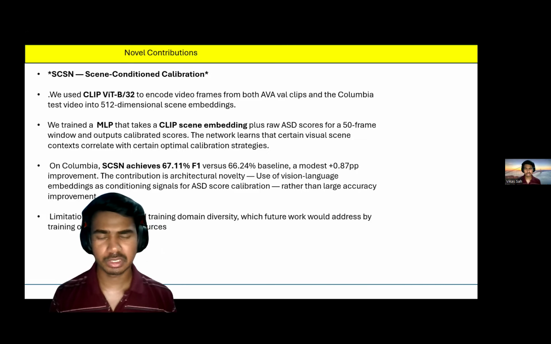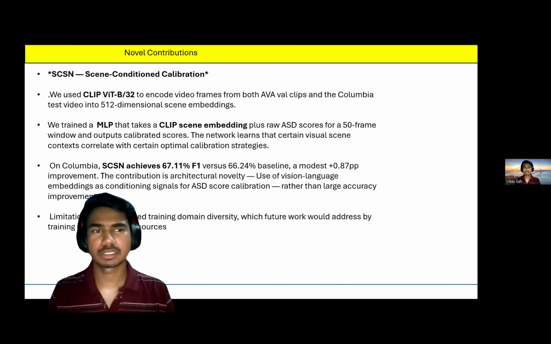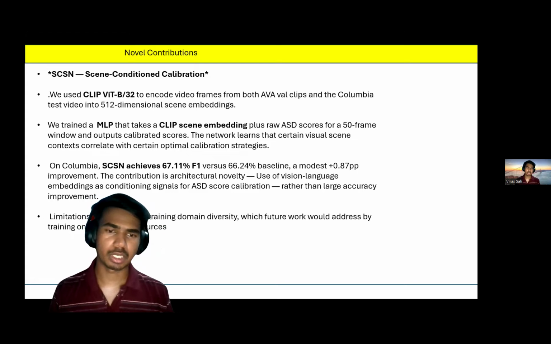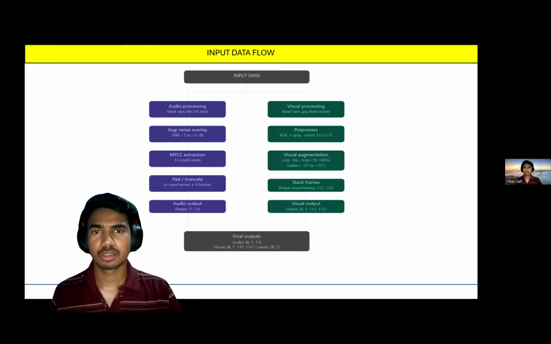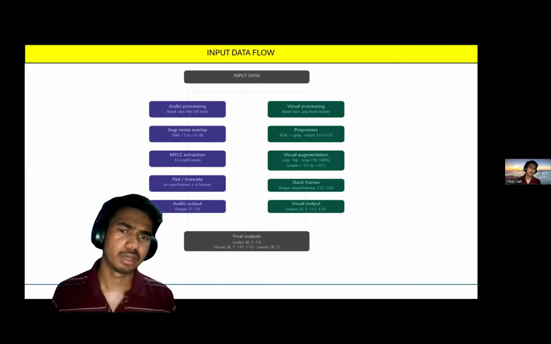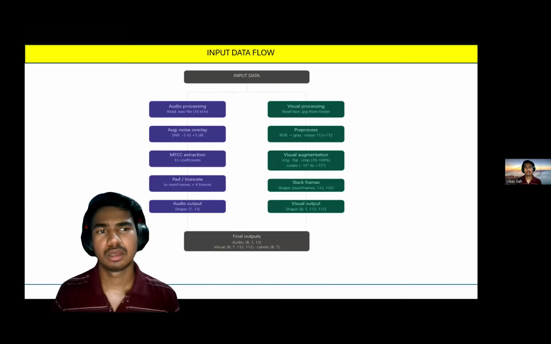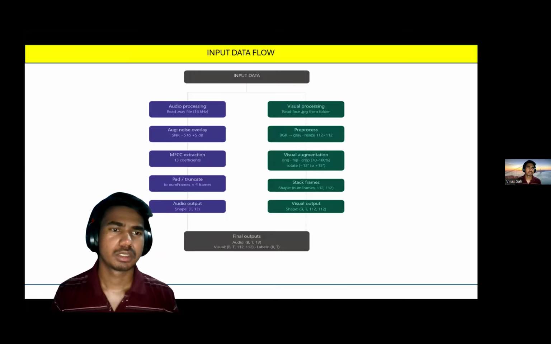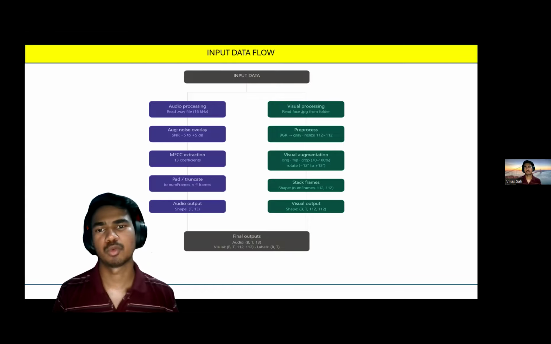So the contribution is that we are using the vision language based embeddings as a condition for ASD score calibration rather than chasing a large accuracy improvement. Okay, so let me give you a brief and more concise explanation of the input data flow. Earlier we talked about the different techniques that we have employed. I will explain the input data flow.